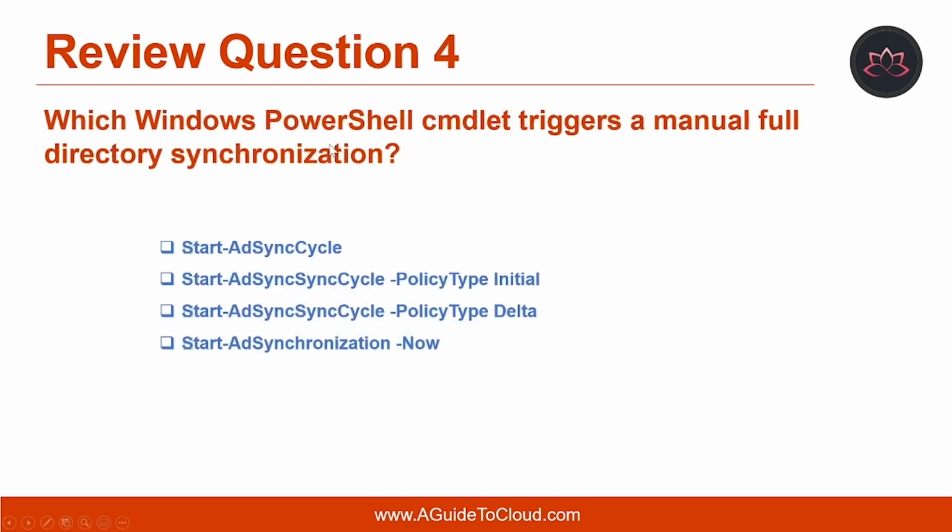Let's look at question number 4. Which Windows PowerShell cmdlet triggers a manual full directory synchronization? The correct answer is Start-ADSyncSyncCycle -PolicyType Initial.